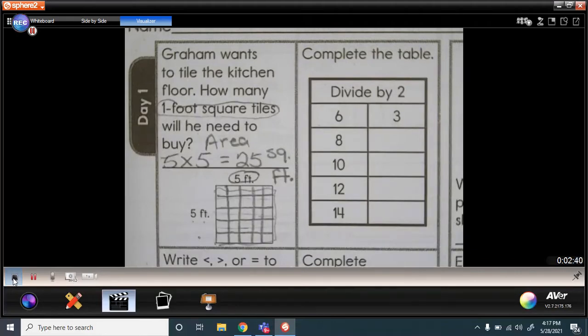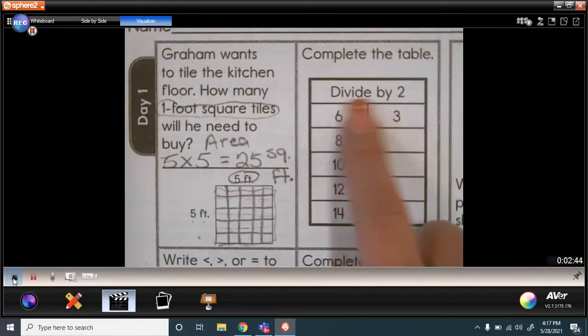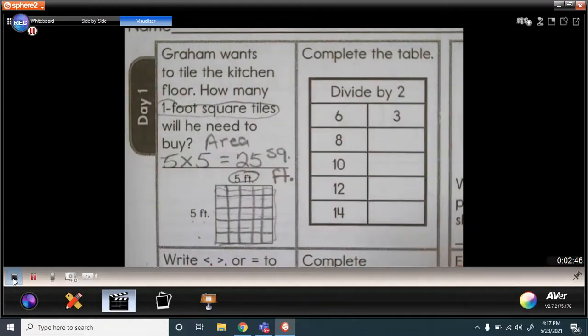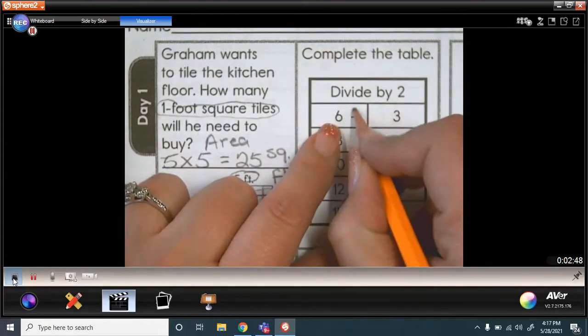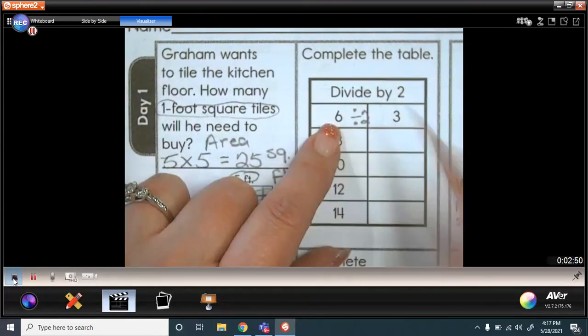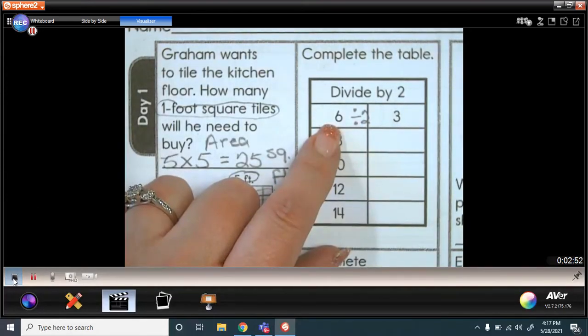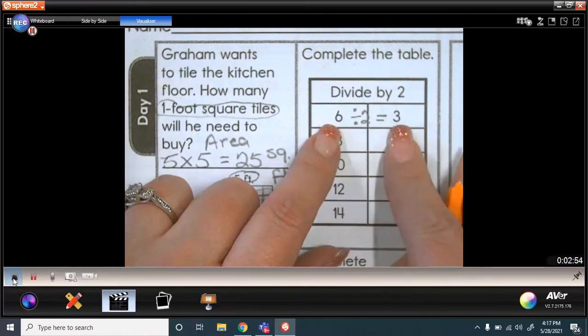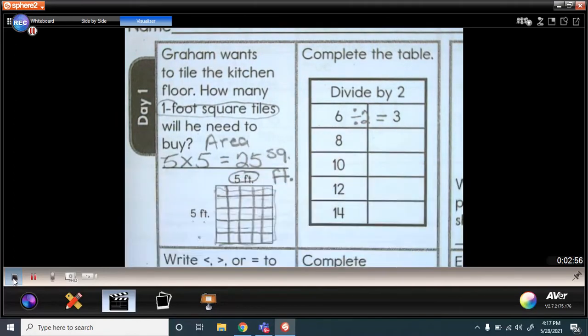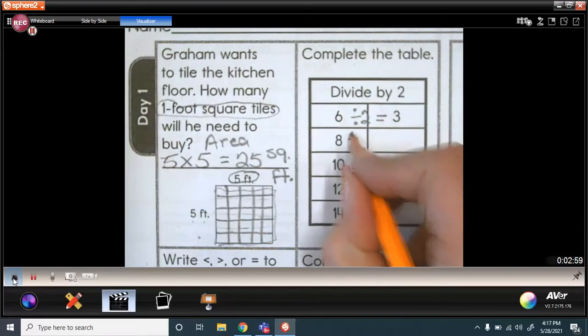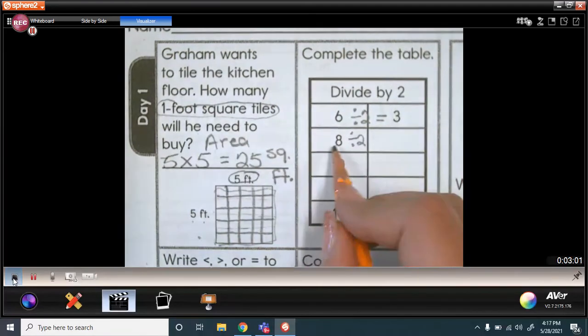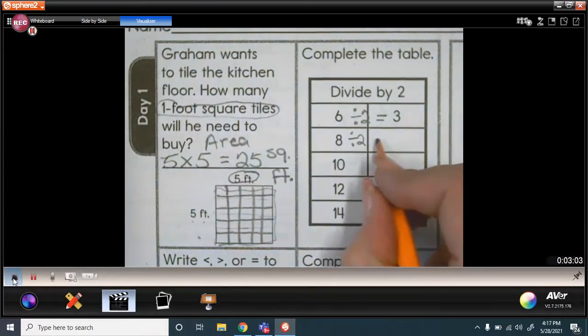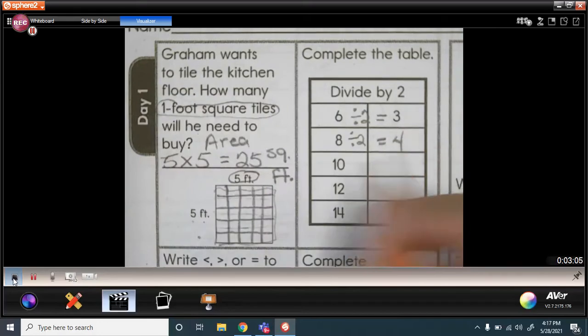All right, let's take a look at our next problem. It says complete the table. My rule is to divide by 2. So if I take 6 objects, and I divide them into 2 equal groups, I'm going to get 3 in each group. Same thing for 8 divided by 2. 8 divided by 2 is going to give me 4.